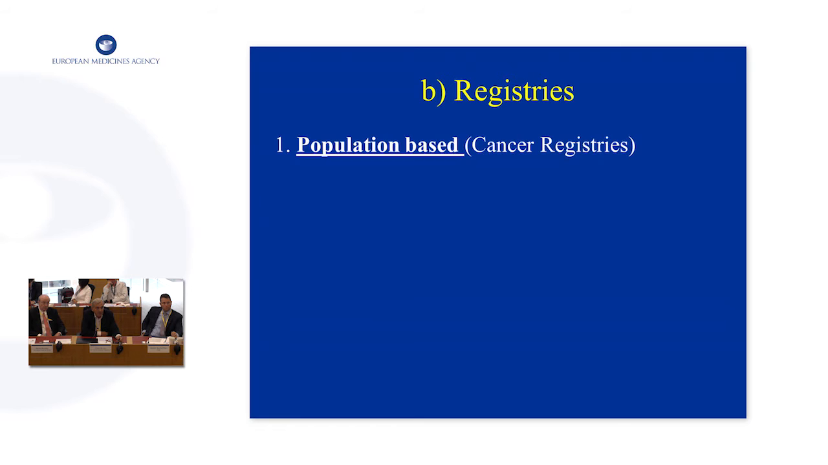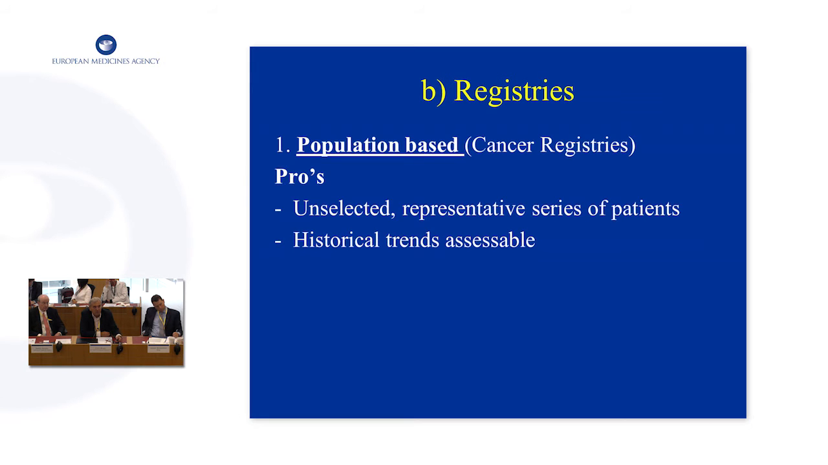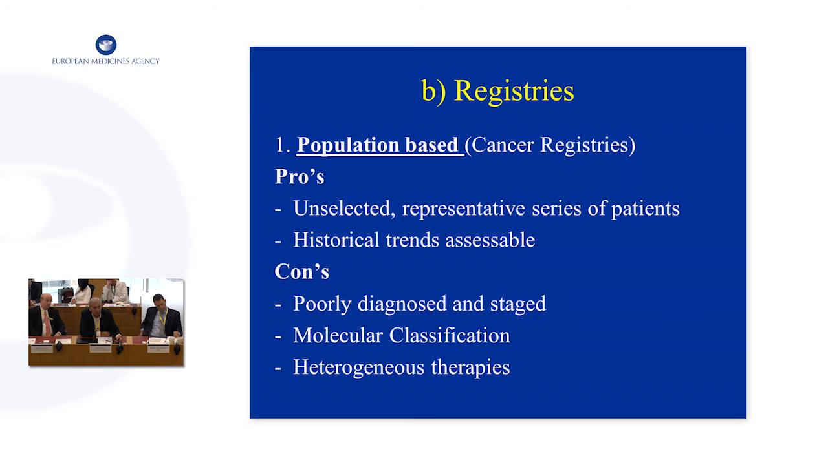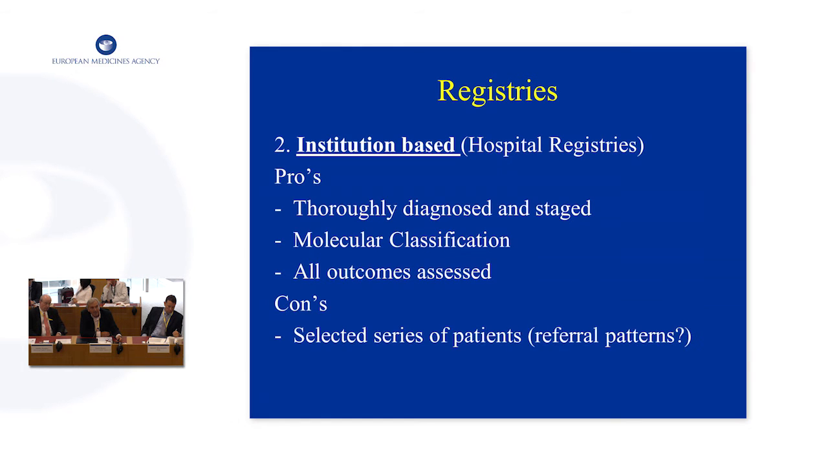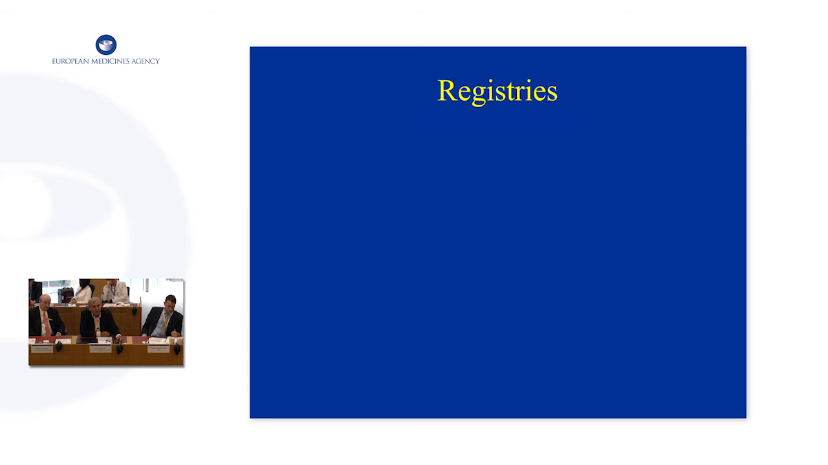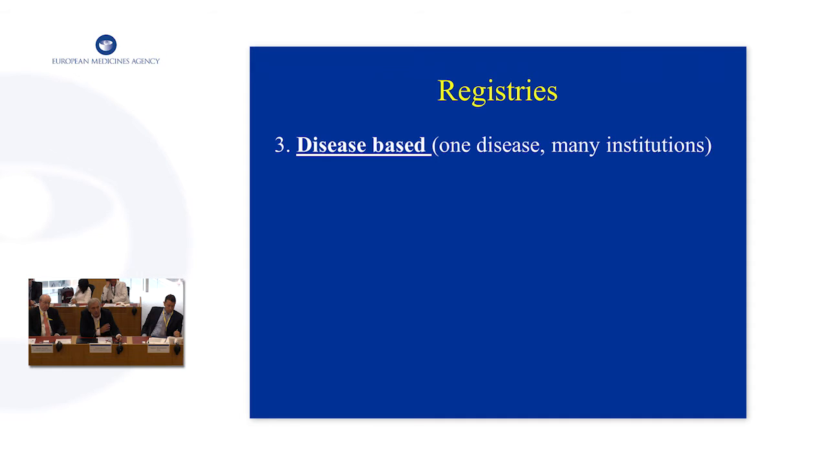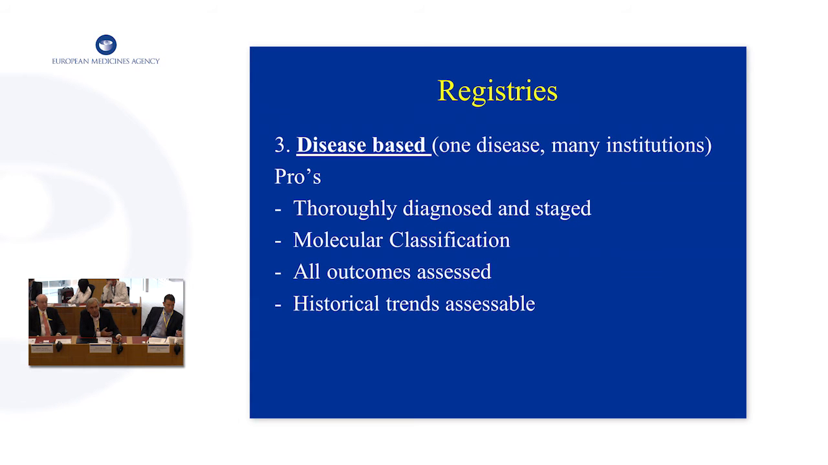When it comes to registries, we have 3 types of registries. The population-based registries are not very useful because they are representative series of patients. They can be used to assess historical trends, but the quality of the clinical data is so poor that they cannot be used. You have institutional-based registries that suffer from small sample size and from selection. And then you have disease registries, based on one disease, on many institutions that collect data on one disease. And they have the same advantages, good clinical and molecular data, of single institution registries. And the selection bias may be present, but often there is a satisfactory population coverage, especially if we are dealing with a rare disease.